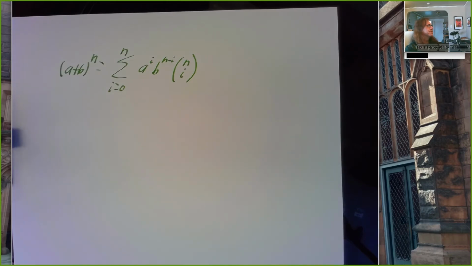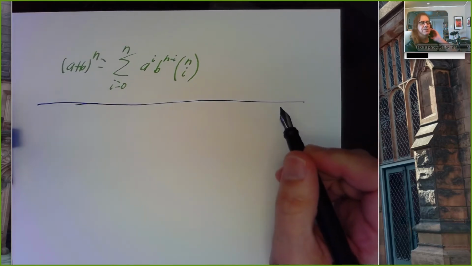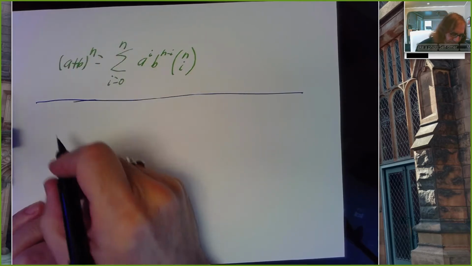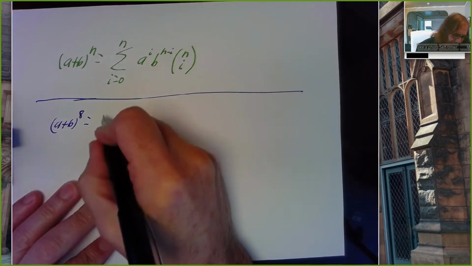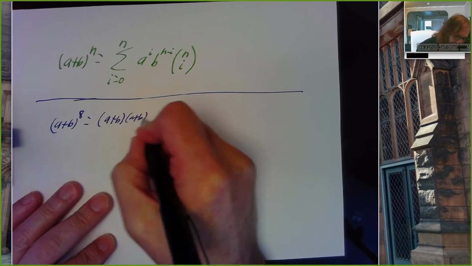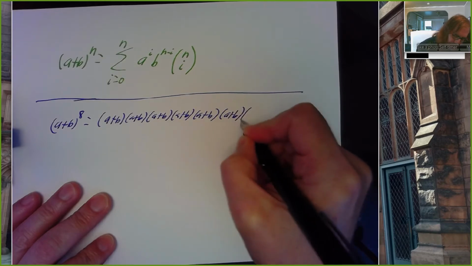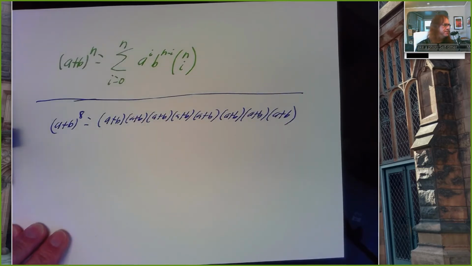And why does this work? I'd like you to see this, but it's a hard thing to convey. But let me take one shot at it, and however much this makes sense is good. Suppose I'm calculating (a+b) to the nth. Okay, let's just do (a+b) to the eighth. So this is (a+b)(a+b)... I should have done a smaller number. Could have been worse. I could have done the 20th. All right. So this is what (a+b) to the 8th is.